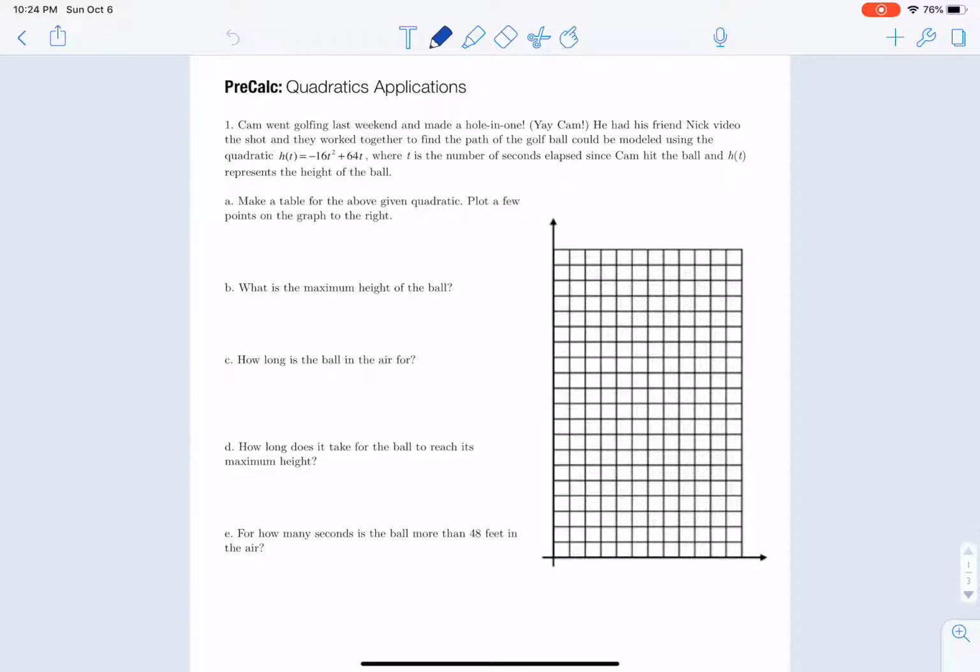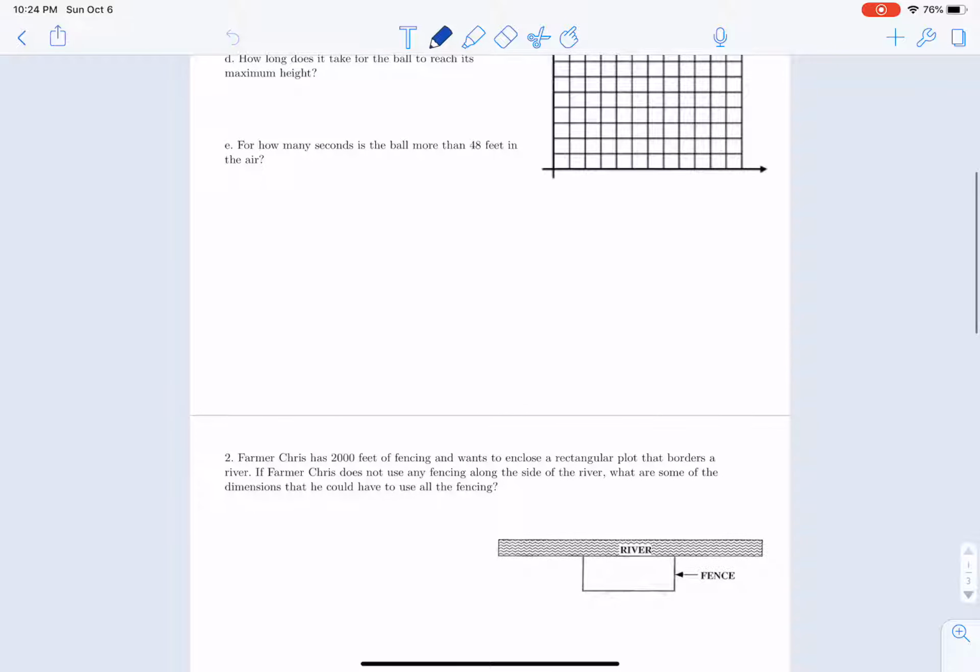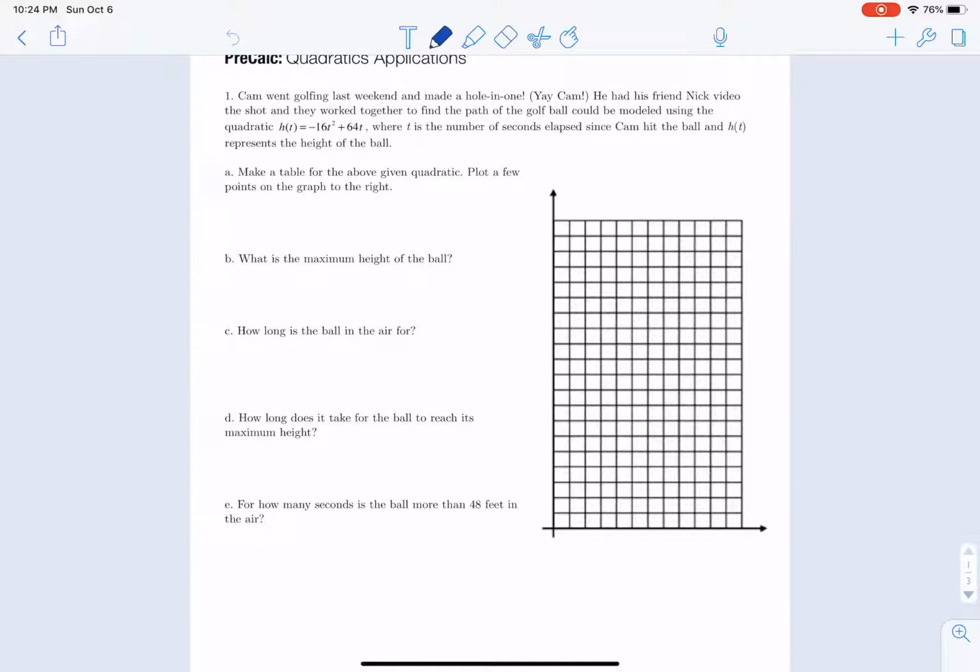Hi guys, here are two examples of some quadratics application problems. When we talk about these application problems, we're just incorporating a real life context into some of these quadratic problems. We'll talk about the pieces that we're solving for, and this one is pretty scaffolded. We'll go through it step by step, and then the next problem is an optimization problem that we'll also go through step by step. So feel free to follow along.